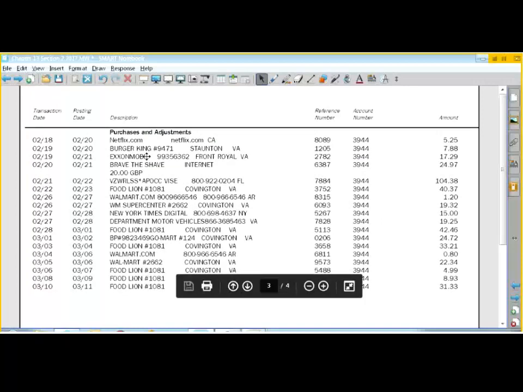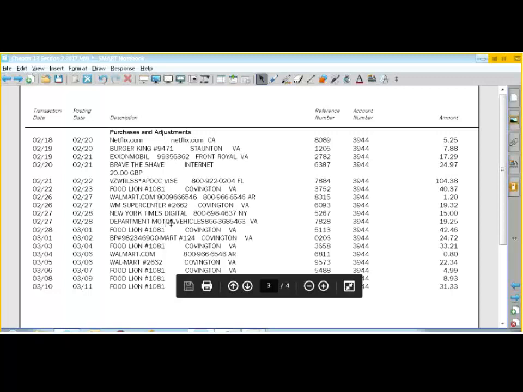This is my credit card bill. Netflix, $5.25. That's my $2 movies a month plan. This was my cousin in England getting her head shaved for charity. She's 40 years old. She's going to get her head shaved. So I gave $25, 20 pounds.